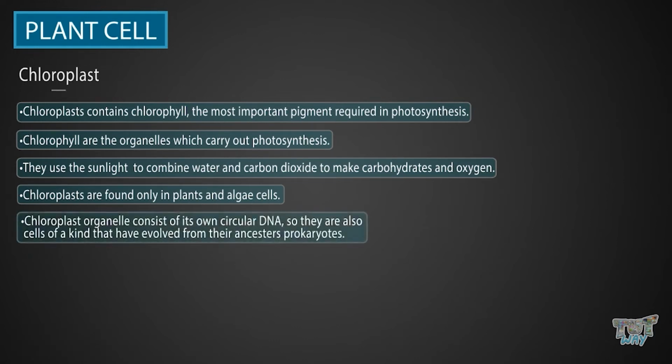A chloroplast also consists of its own circular DNA, so it is also a type of cell that has evolved from its ancestor prokaryotes.